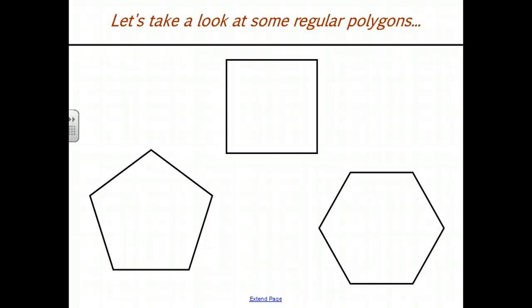And we're going to start with a square because we're familiar with the idea that all quadrilaterals have 360 degrees. So if we take a look here and draw a line, we can see why all quadrilaterals have 360 degrees.